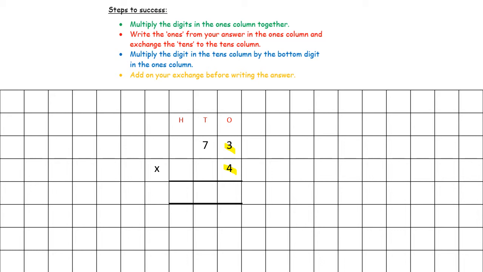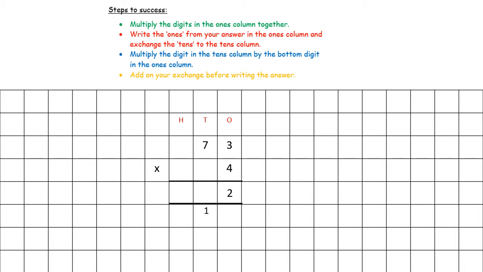Now, we don't just write 12 underneath those numbers in the ones column because 12 has 1 ten and 2 ones. So we need to write the 10 underneath the tens column and the 2 ones in the ones column like this, okay? Look carefully what I've done there. I've put the 10 underneath the tens column and the 2 ones in the ones column.